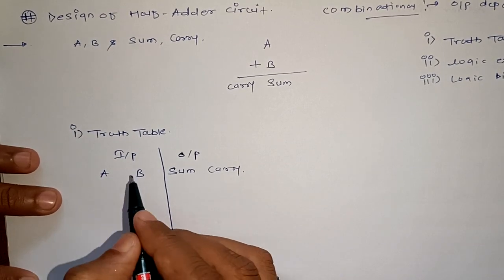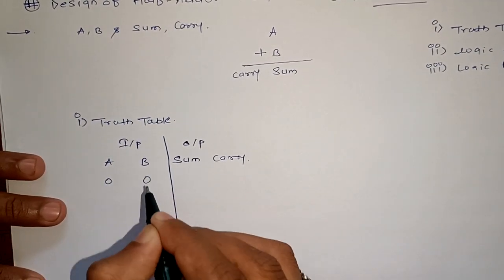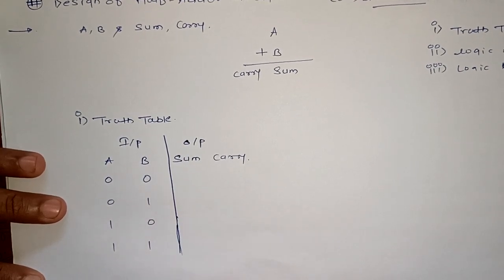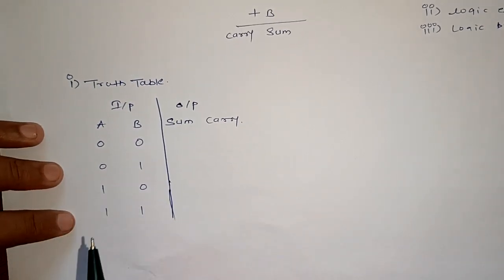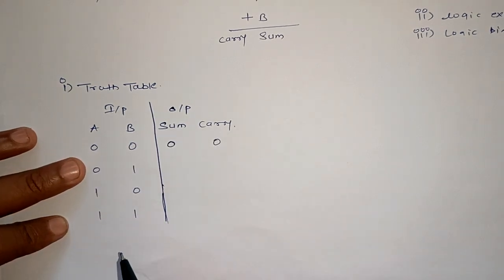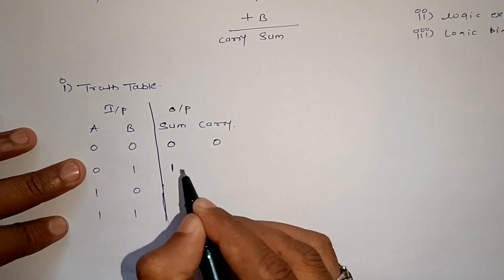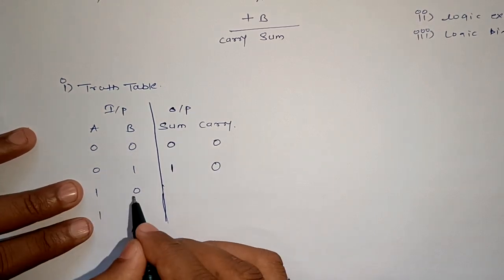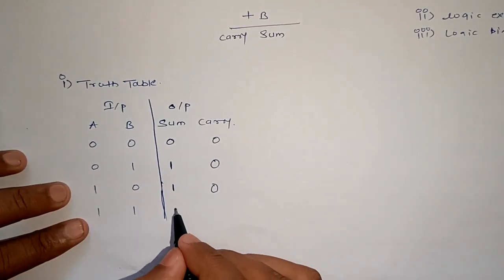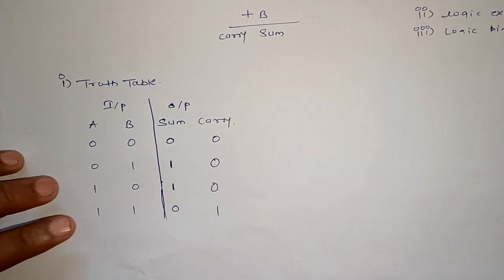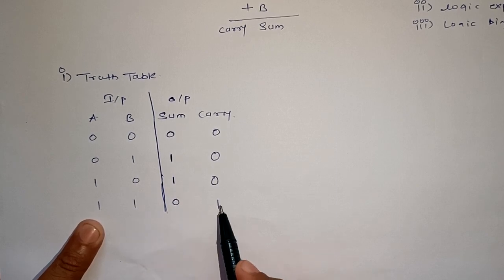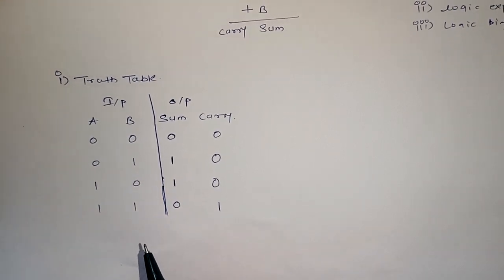Now let us concentrate on these two terms. We have two inputs, that means four combinations: 0, 0, 0, 1, 1, 0, and 1, 1. This is going to be our inputs. Now let us add them. Start with this one. 0 plus 0, definitely sum 0, carry 0. Next, 0 plus 1, sum will be 1, carry will be 0. 1 plus 0, sum 1, carry 0. Now lastly, when I add both ones, we'll get sum 0, carry 1. Remember, when we add two input bits with maximum value 1, 1, there will be sum 0 and a carry will be generated. So this is going to be our truth table.